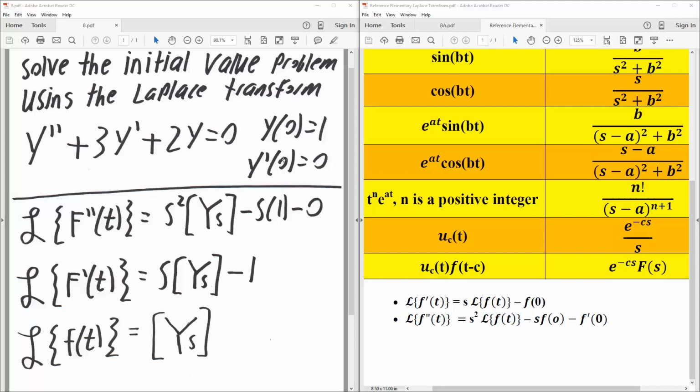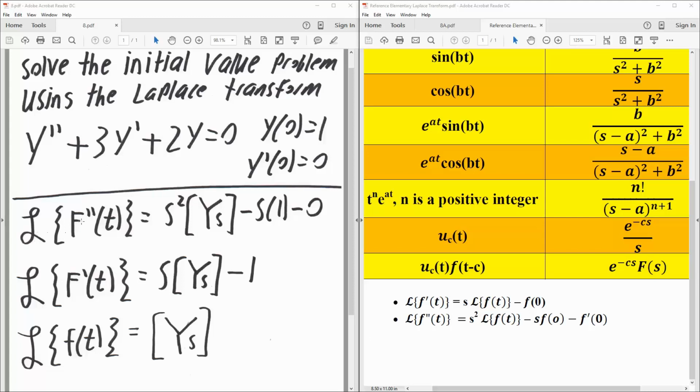To solve this question in a traditional manner, we use these two formulas. Laplace of f''(t) is equal to s squared times Laplace of f(t) minus s times f(0) minus f'(0). And Laplace of f'(t) is equal to s times Laplace of f(t) minus f(0). These two formulas you might need to memorize, or your professor might give them to you. And so we'll apply them.